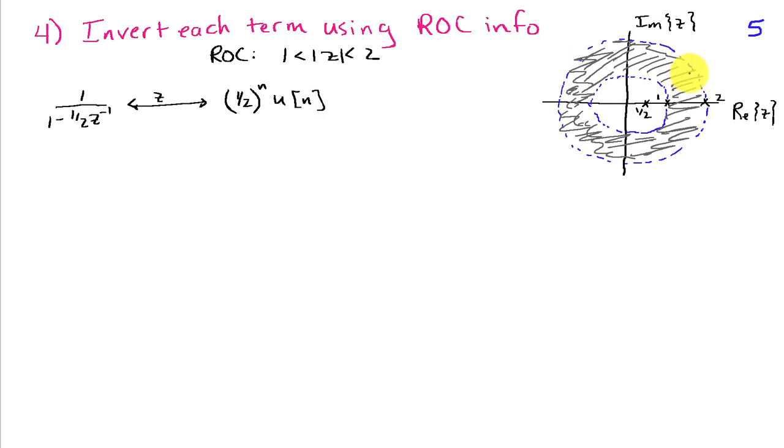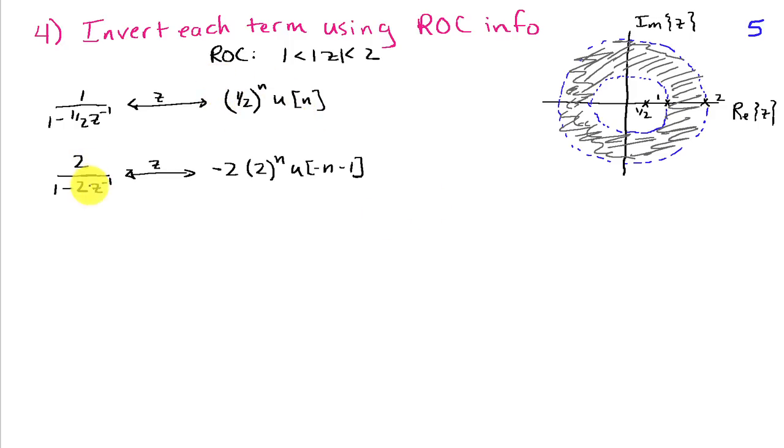Now I've sketched the region of convergence here. Recall it was the ring where the magnitude of z was between 1 and 2. And I've also located the poles. There's one at a half, there's one at 1, and there's another pole at 2. So the poles at 1 and at 2 are bounding the region of convergence. So the first term, 1 - 1/2 z^-1, the pole is inside of the region of convergence. So that means that I'm going to have the causal term for the inverse z transform. And that just becomes (1/2)^n u[n].